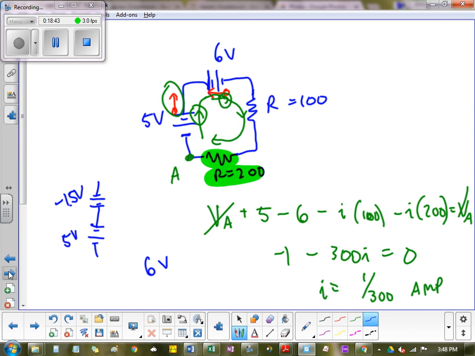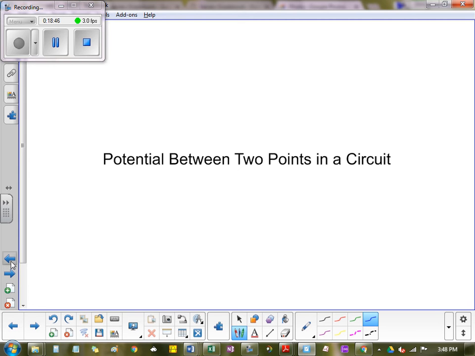Okay. Here's some things to keep in mind. If you're going to go all the way around the circuit, you're going to get a potential change of 0. And if you're going to go from one point to another in a circuit, then you will not get a potential change of 0. All right, so let's take a look at potential between 2 points in a circuit.